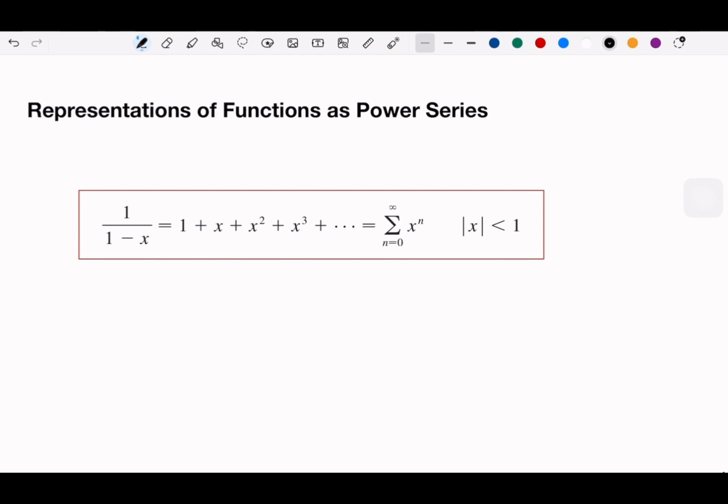And from this, we are going to get a lot of conversions for many functions that have the same forms. For example, if we have 1 over 1 plus x squared, we could imagine it in the form of 1 over 1 minus (negative x squared), so we change the x with negative x squared, and there are many more that we can do with a similar form.